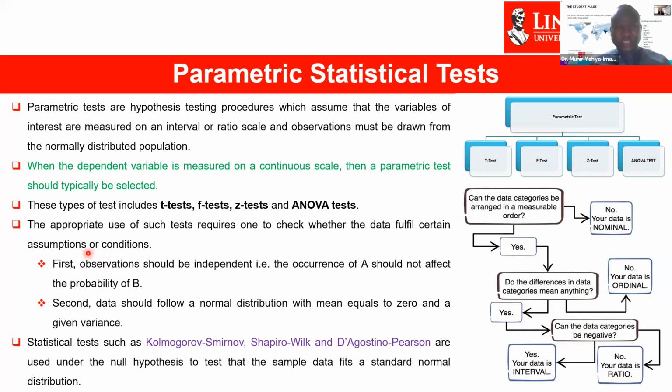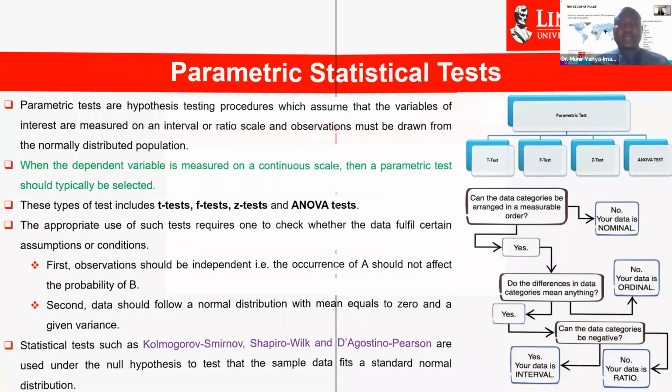The proper use of such tests requires one to check whether the data fulfill certain assumptions, and what are these assumptions? First, observations should be independent, meaning that the occurrence of A should not affect the probability of B. Secondly, data should follow a normal distribution, with mean equal to zero and a given variance. Once you fulfill these two conditions, then you can use any of these. Of course, you also have to check whether you are collecting the data from the same person or the same population, or from different populations, as that will also determine the kind of test you use, whether t-test, F-test, Z-test, or ANOVA test. I will tell you this in a short while.